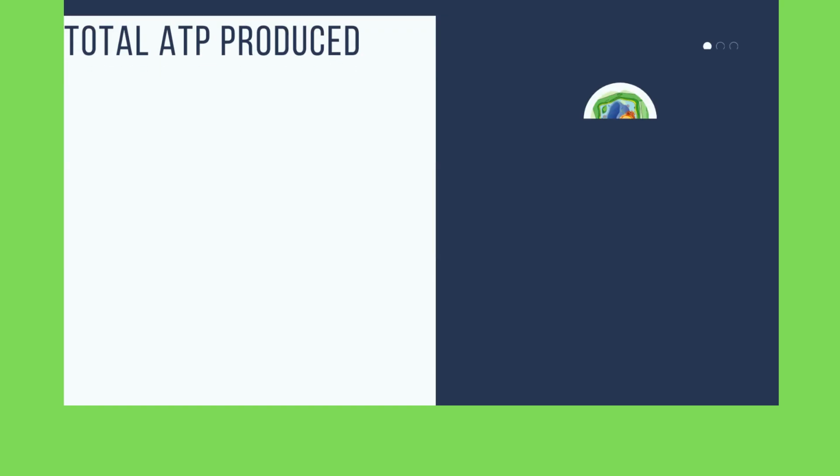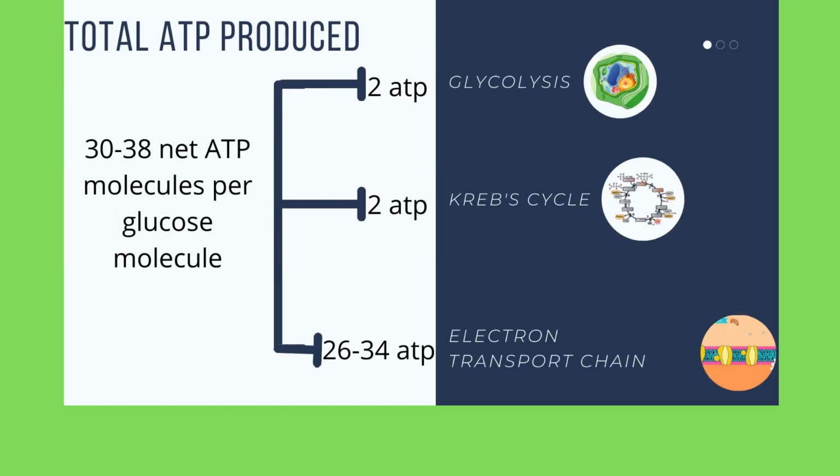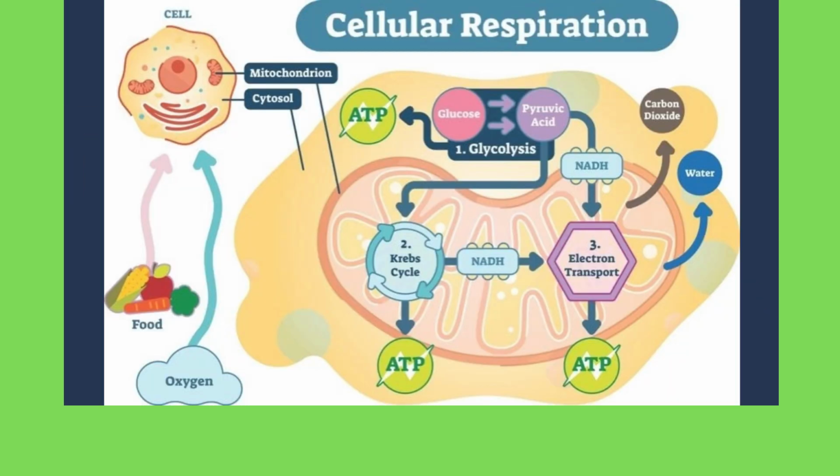And as you can see in here, the total ATP produced is 30 to 38 net ATP molecules per glucose molecule. From glycolysis, we have produced 2 ATP. Krebs cycle, we have produced 2 ATP. And the electron transport chain, we can produce a range of 26 to 34 ATP molecules. And our total is 30 to 38 ATP molecules per glucose molecule.